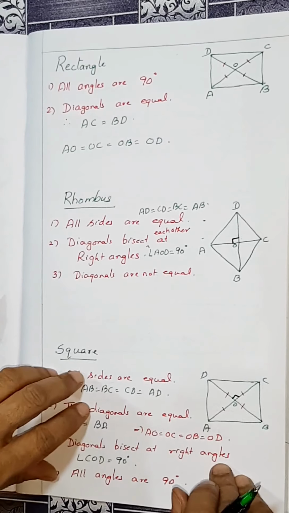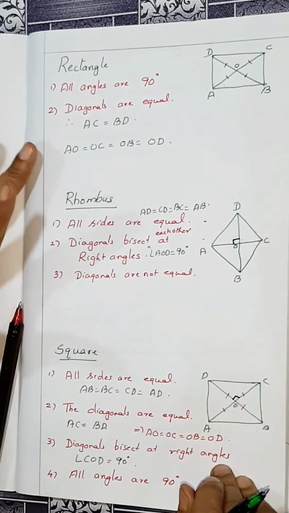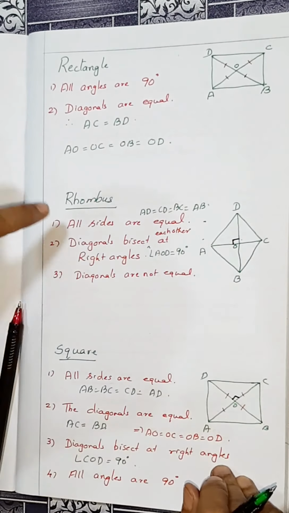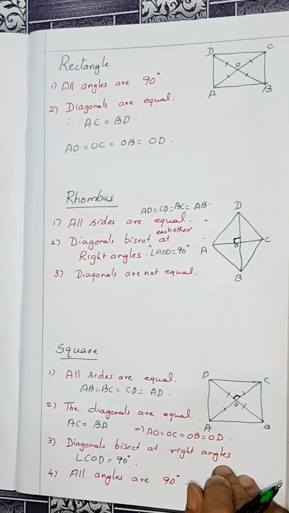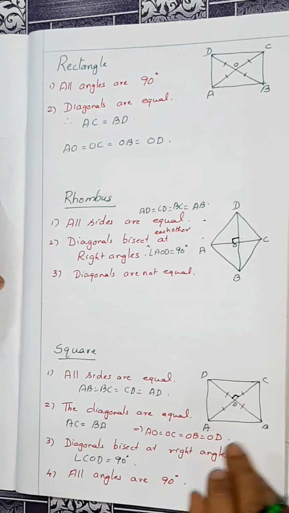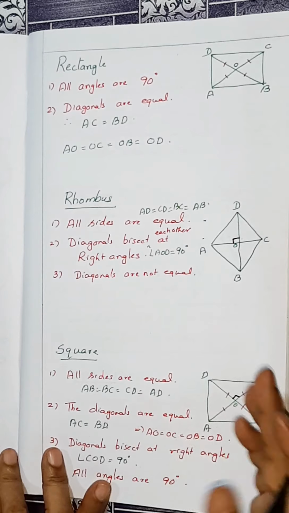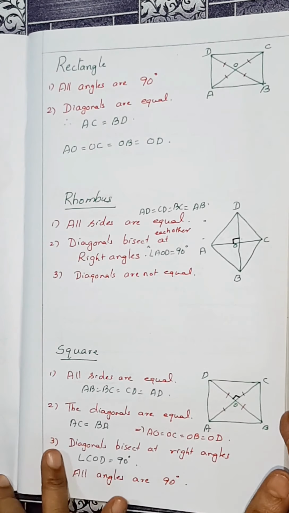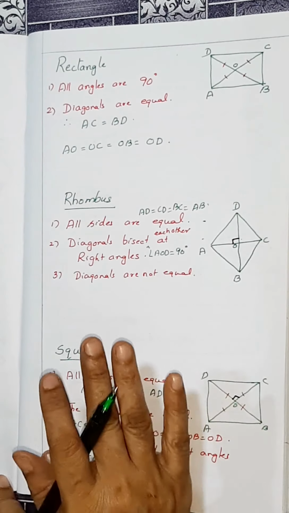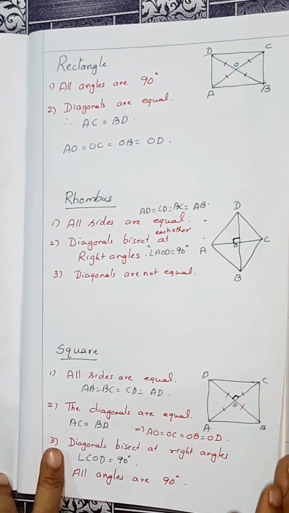So you have some properties of a rhombus and one property of a rectangle, that is diagonals are equal. Here diagonals bisect at right angles. So here also diagonals bisect at right angles. So you have to be thorough. You should not get confused with the properties, or your whole problem will become wrong. As we do more problems, you will understand the properties thoroughly. Hope you are clear with rectangle, rhombus, and square. Now we will be going to trapezium and kite.